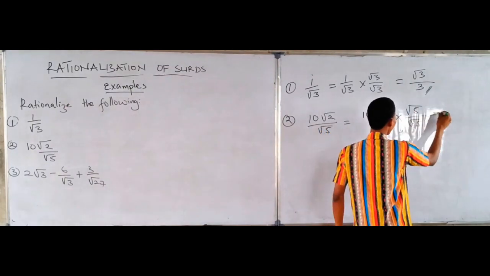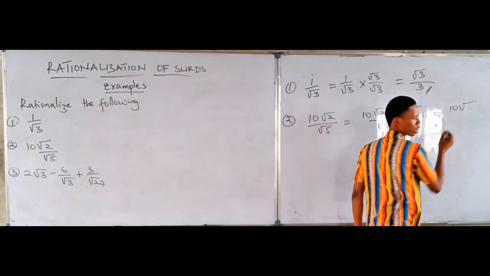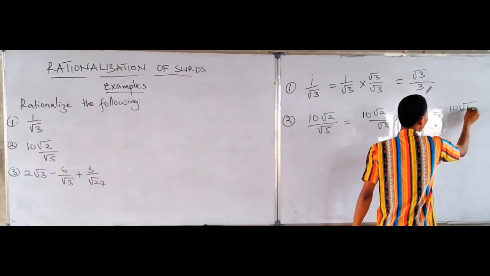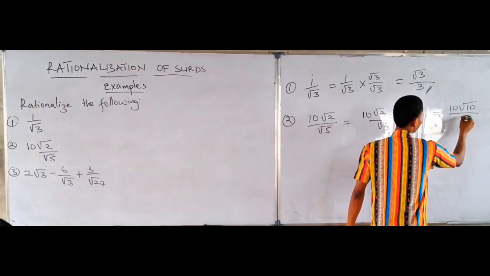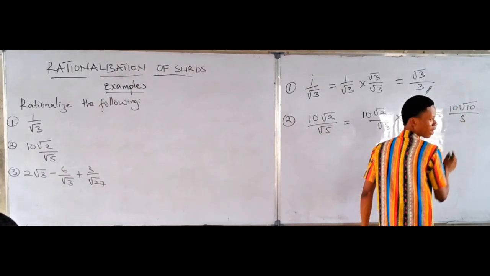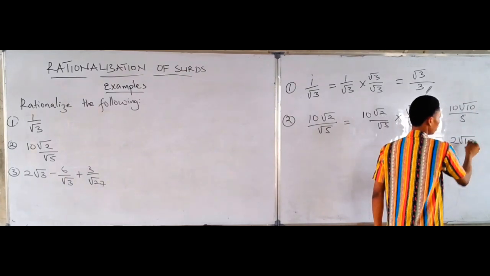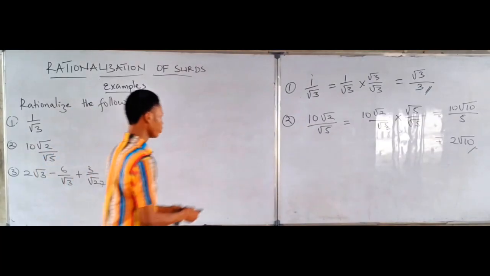In that case, we'll be having 10 root of 2 times 5, which is 10. So we'll be having 10 root 10 all over 5. Now 10 divided by 5 is 2, so we'll be having 2 root 10. Is there any perfect square in 10? No. So 2 root 10 is our answer. Let's solve number 3 together.